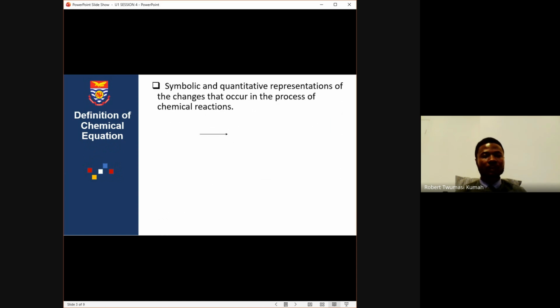Okay, so chemical equation. It's a symbolic and quantitative representation of the changes that occur in the process of chemical reactions. We've put reactants together. They have given us a product. We need to write something to summarize the whole thing, to show whatever has happened.